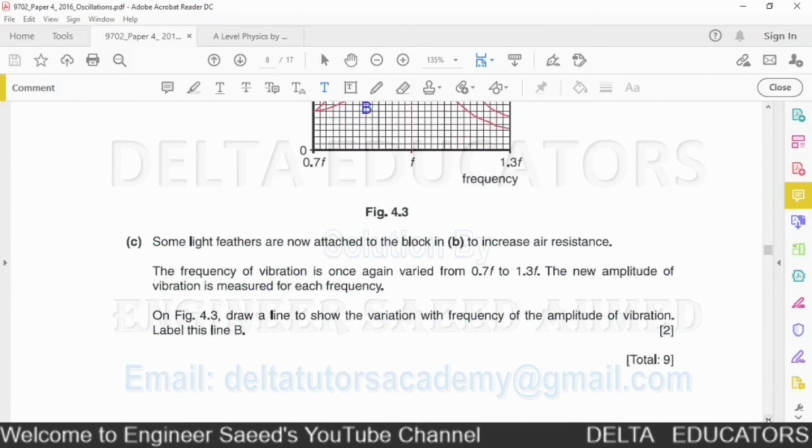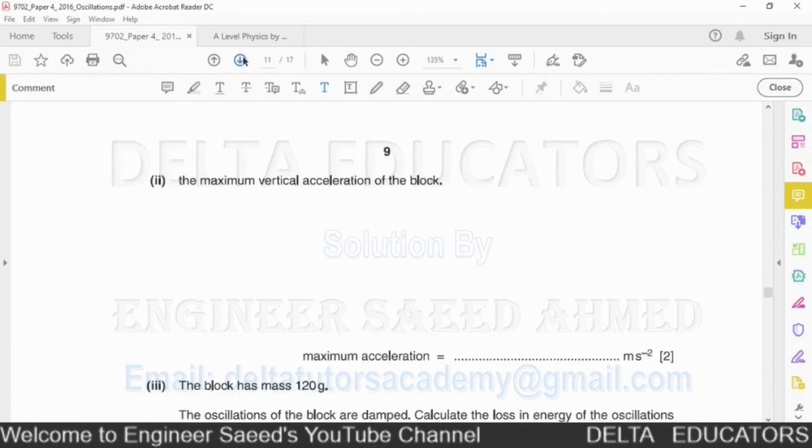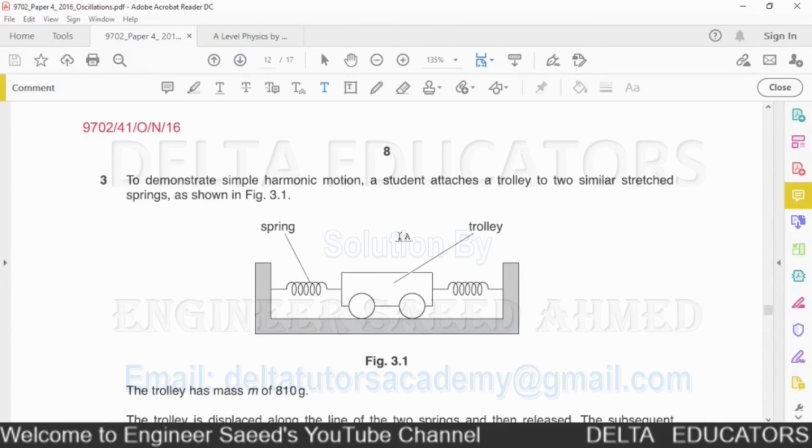Okay, it is the end of the question. Now next question. The next question is from paper 4 variant 3 of May June 16. This question is the same as in paper 4 variant 1 of May June 16. This question we have already discussed. Now move to the next question. This question is from paper 4 variant 1 of October November 16. In the paper it is question number 3.